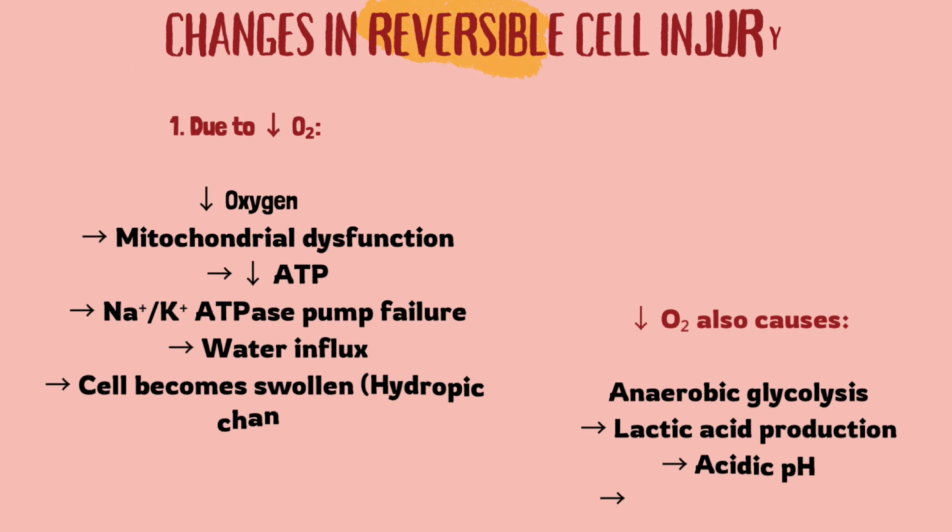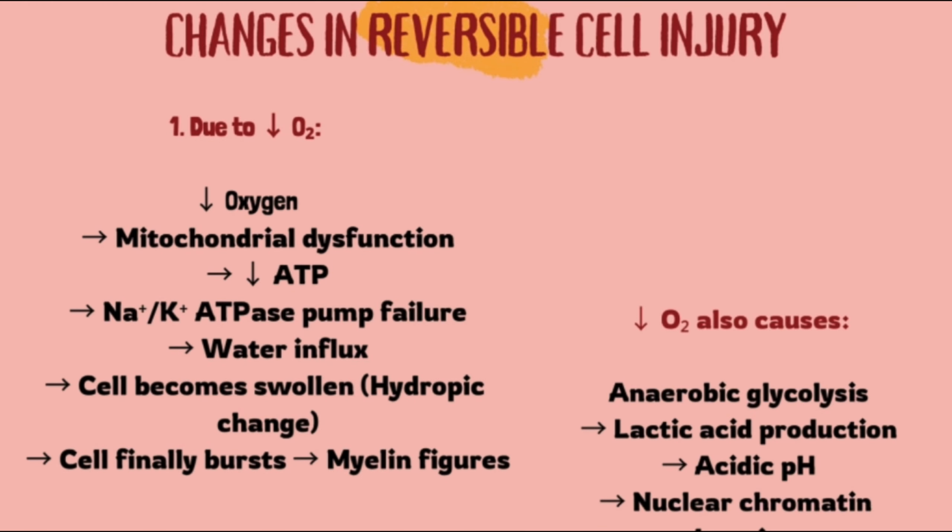So what really happens to a cell when oxygen drops? Let's break it down. First, less oxygen means the mitochondria can't function properly, and that means less ATP. No ATP? Well, the sodium-potassium pump fails. And when that pump fails, sodium starts collecting inside the cell. And where sodium goes, water follows. So now the cell swells up. We call that hydropic change.